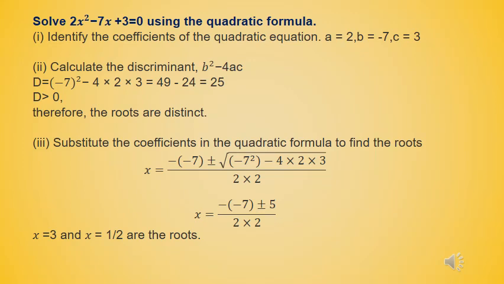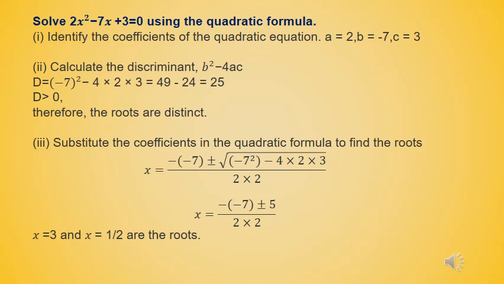Now let us see the steps for solving a quadratic equation using the quadratic formula. First of all, we have to take out the coefficient of x square, the coefficient of x, and the constant term as a, b and c. After that, put a, b, c in the discriminant, find its value and compare whether it is greater than, equal to or less than 0. Depending on the value of the discriminant we get its roots.